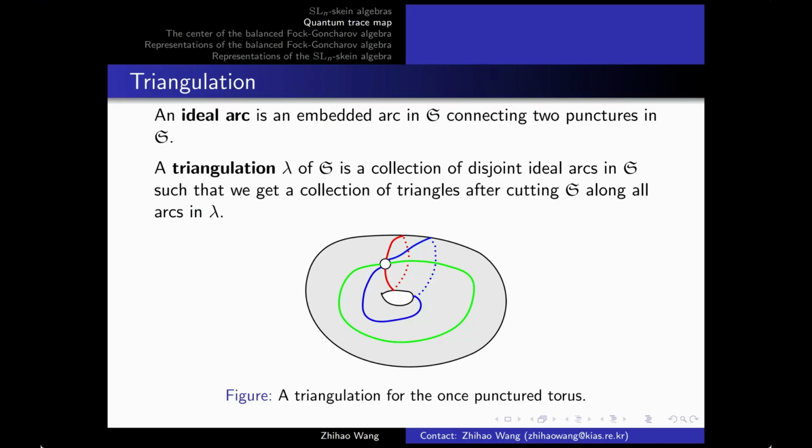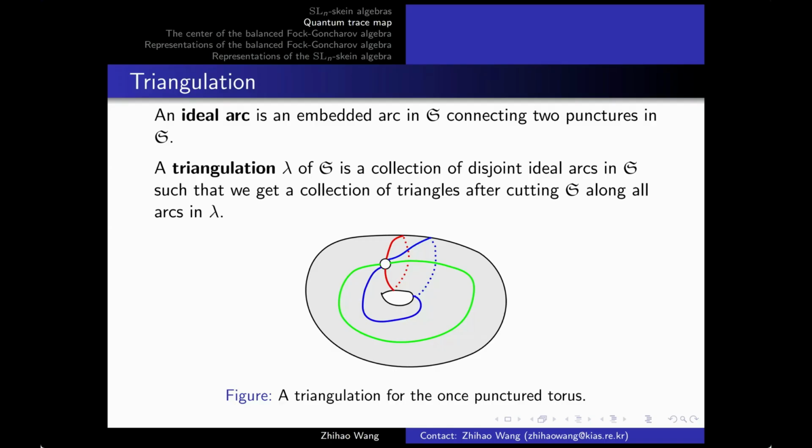An ideal arc is an embedded arc in the surface connecting two punctures. A triangulation, lambda, of a surface S is a collection of disjoint ideal arcs in the surface, such that we get a collection of triangles after cutting the surface S along all the arcs in lambda. This is the definition. Here is an example of the triangulation of the once punctured torus.